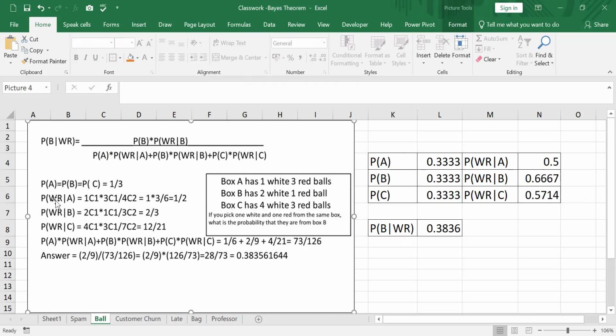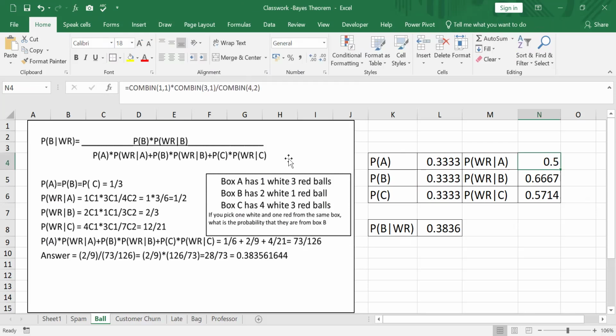now how many balls are there in A? One white. The only method of picking one white from one white is 1C1. It is one, of course. Then the methods of taking different combinations of one red ball out of three is 3C1. And divided by how many different combinations there are of picking up two balls out of the four, 1 plus 3, four balls. That is 4C2. The formula for that is combine 1 comma 1 star combine 3 comma 1 divided by combine 4 comma 2.